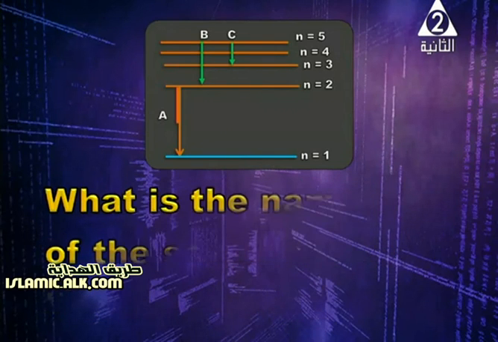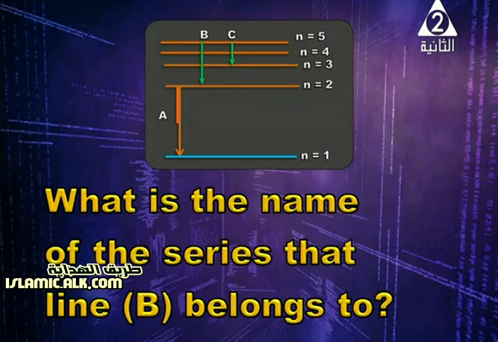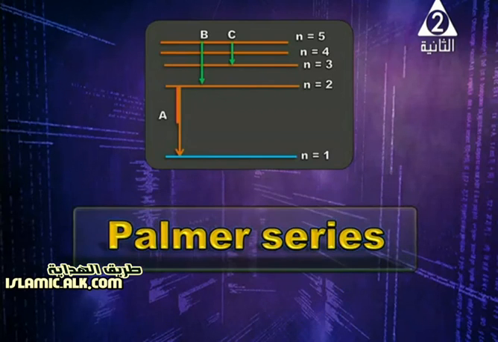And what is the name of the series that line B belongs to? Line B, okay, here the electron relaxes to n equal to 2. So it is Balmer's. It is the visible one. Okay, it is the Balmer series.